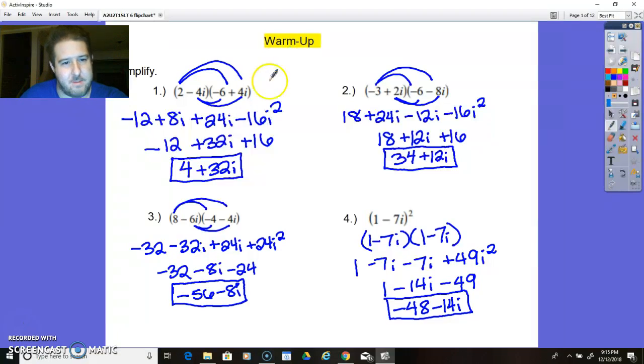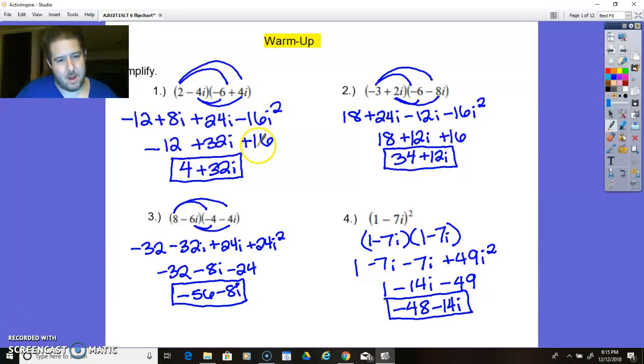And as you can see, I've done some examples for the warm-up. First, outer, inner, last, FOIL method. So I used first, outers. I multiplied these two, then these two, and then these two to get these four terms. I then combined the two like terms on the inside to get 32i. And then I also simplified the i squared to negative 1, and that basically changes this number to the opposite.